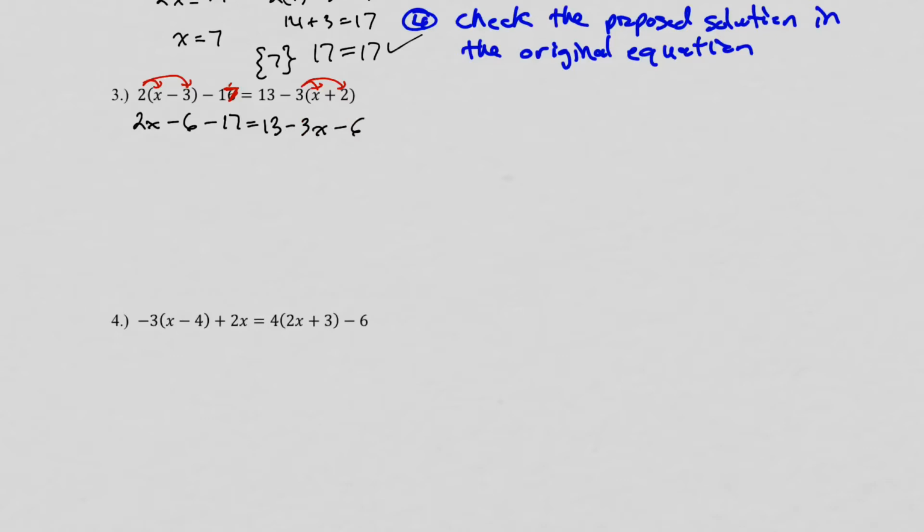Okay, so on the right side we're going to distribute negative 3. So negative 3 times x is negative 3x. Negative 3 times 2 is negative 6. So then we look for like terms. Now we need to find like terms. So we see some like terms on this side, and we see some like terms right there. So we're going to go ahead and simplify that.